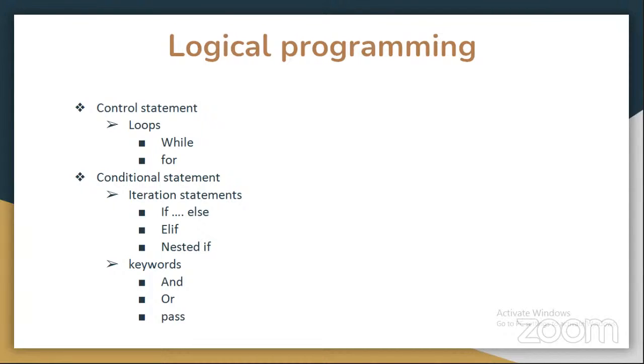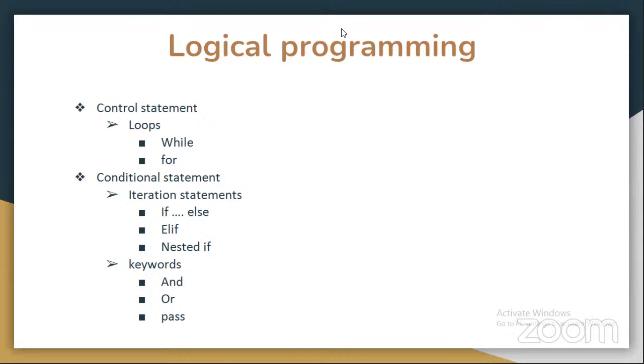We call loops control statements because we specify start and stop values to perform an operation. To perform an operation, we use loops until the condition becomes false. When the condition becomes false, the program executes successfully.